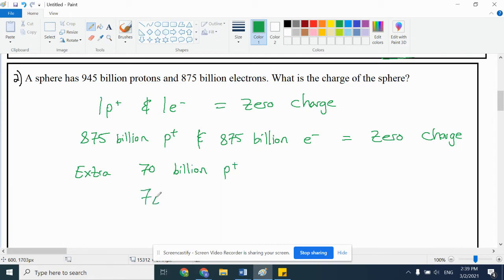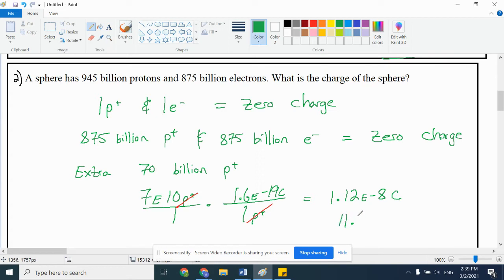70 billion, that's 7e10 protons. So the charge of one proton is 1.6 e negative 19 coulombs. The result is you would end up with a charge, calculator time, 7e10 times 1.6 e negative 19, 1.12 e negative 8 coulombs, or that would be 11.2 nanocoulombs. Either one would work.